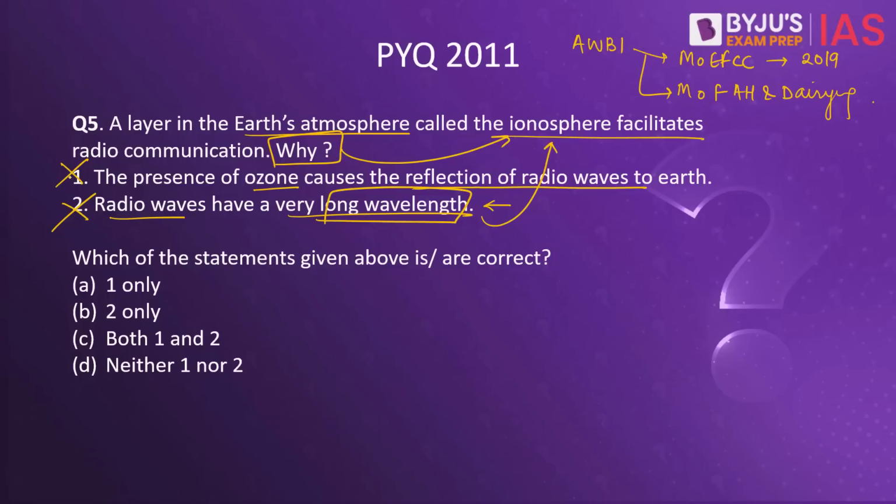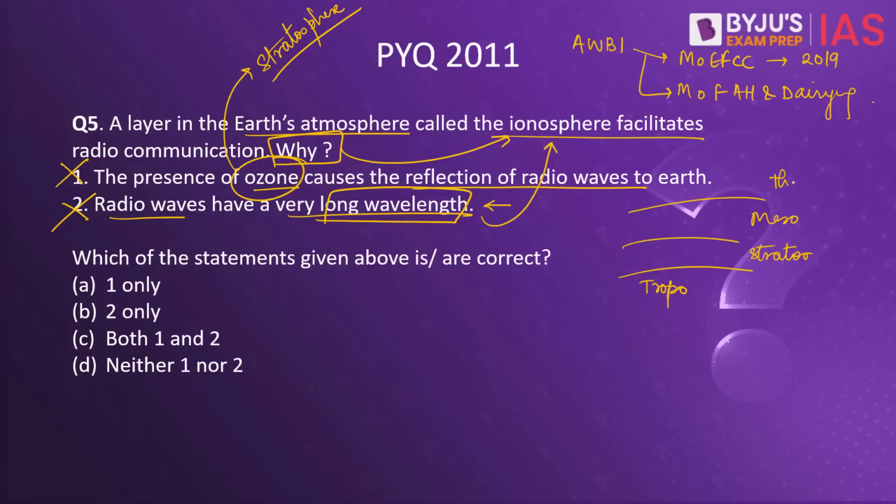You can clearly see why, because the ozone layer is a part of the stratosphere. Now we know that there are multiple layers of the atmosphere. At the bottom we have the troposphere, then the stratosphere, then the mesosphere, thermosphere and exosphere. Now the ionosphere usually lies in the thermosphere. However, at times it can stretch itself to parts of the exosphere and mesosphere as well.